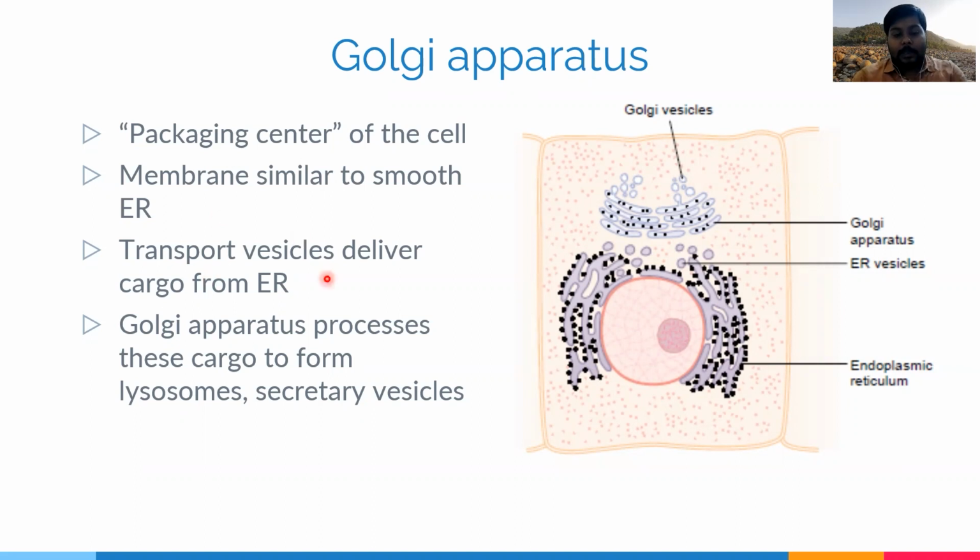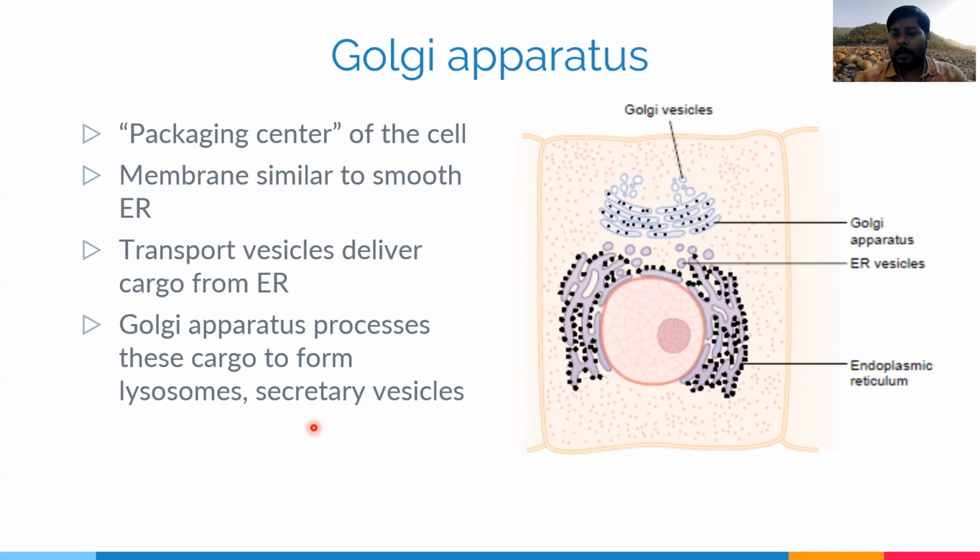Various transport vesicles carry the different cargoes which are produced in the ER, which include proteins as well as lipids, and then transport them to the Golgi, from where they are transported to various parts of the cell. The Golgi apparatus processes these cargoes and sends them to their appropriate locations, which can also include extracellular proteins, which are secreted out of the cell via secretory vesicles.